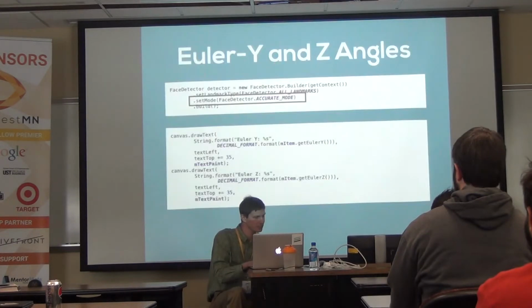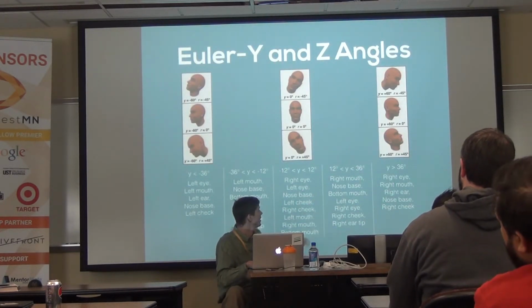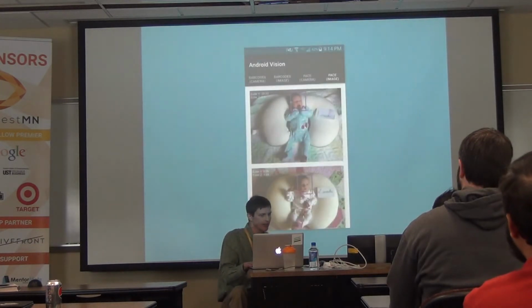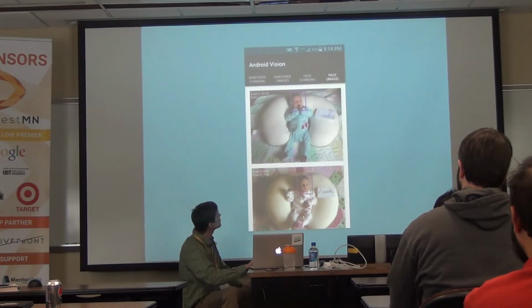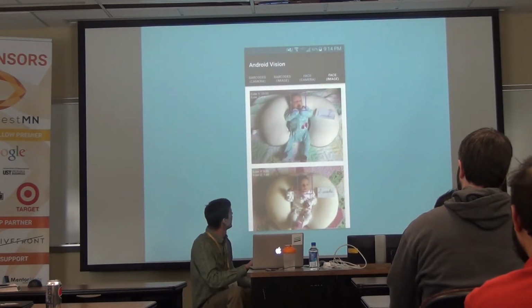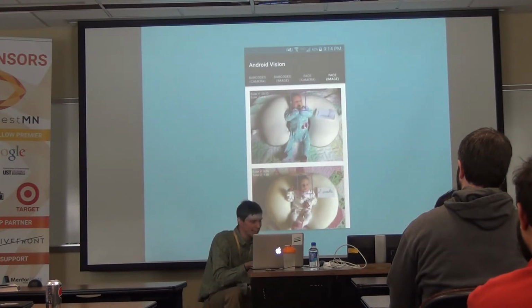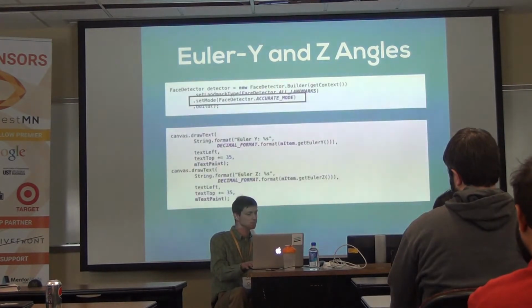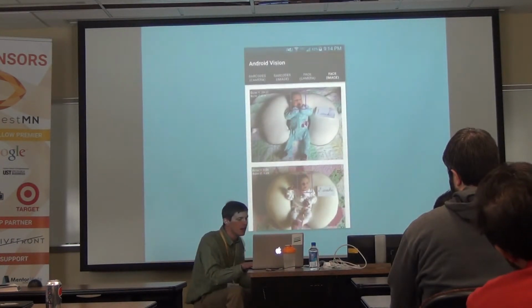So we go back to our handy chart. 20 degrees puts us in this column, so we should be able to see the right ear tip. And in fact, we do get part of the ear there. I guess that's the ear tip. It's kind of hard to see. And in this next image, the Euler-Y angle is only 8 degrees. If we go back, that's considered right down the center, so we don't get any ears at that.